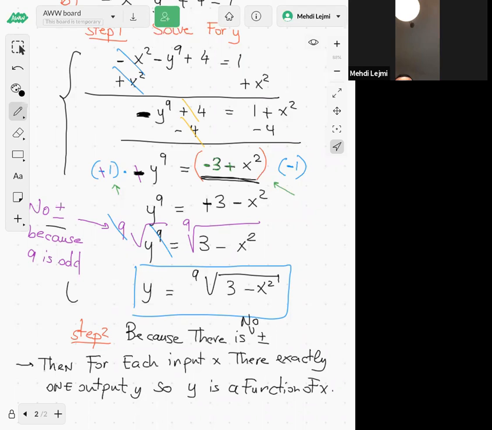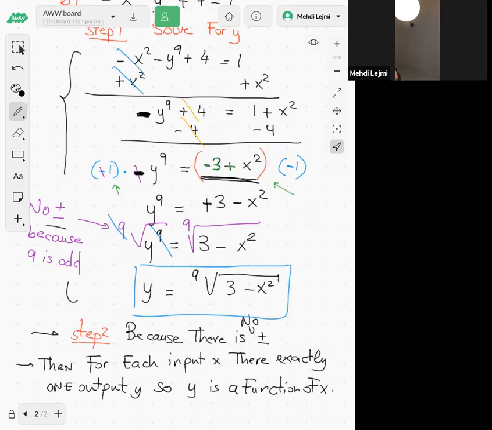Is there any other question, guys, about this? As I said, in the test you don't have to write this whole thing here. Just say, well, there's no plus or minus, then it's a function. Or if there's a plus or minus, then it's not a function, right? And that's it. I think someone asked about the 1D, the graph.